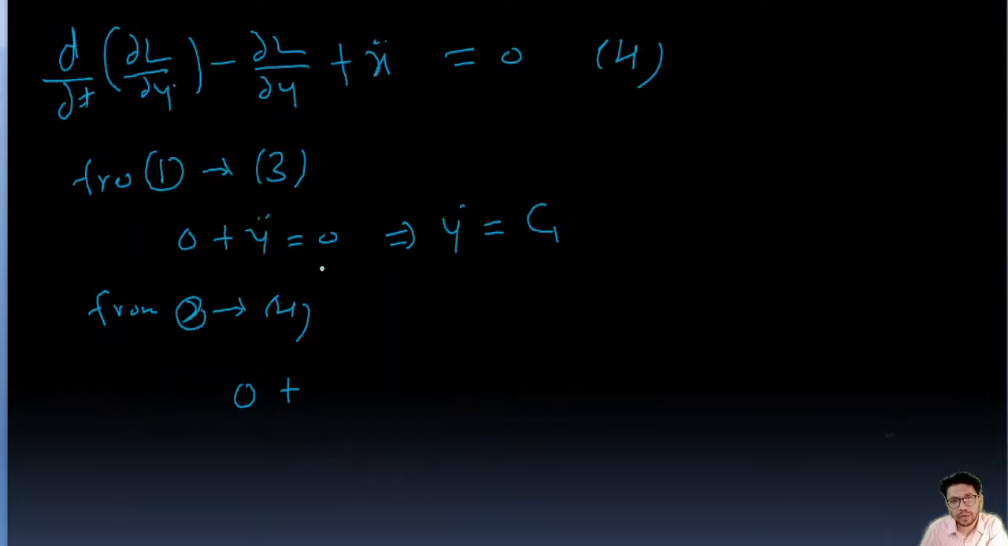So from here we can see this value is 0, right? 0 plus x double dot is going to be 0. That implies x dot value is C2, any constant. So from here we can see y dot and x dot are constant.